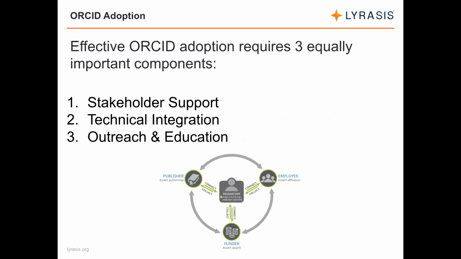And in order for institutions to really get the benefits from ORCID and have a successful ORCID adoption, there are three primary areas of activity that are needed. One is gaining internal stakeholder support, so making sure that all of the key stakeholders at your organization know what ORCID is and recognize the value of ORCID. Two is that technical integration piece, integrating the ORCID API into the different systems that you're using. And the third aspect is outreach and education to your researchers, making sure that they know what ORCID is and how they can also benefit from ORCID.